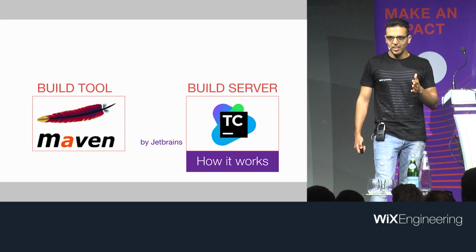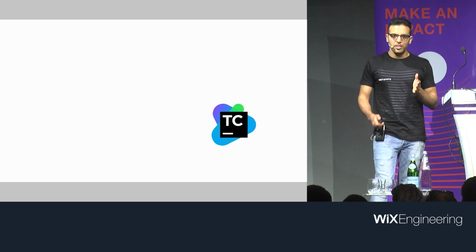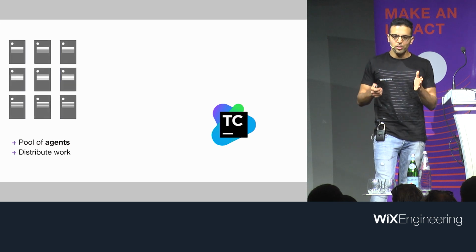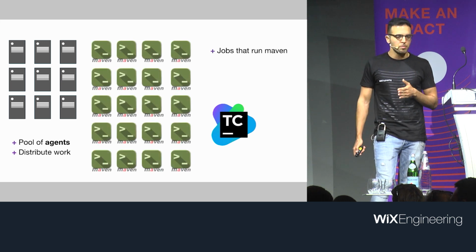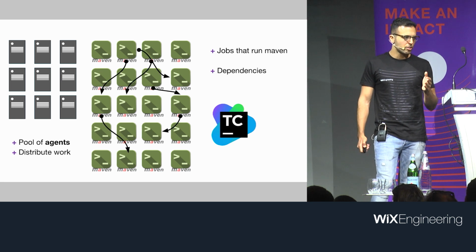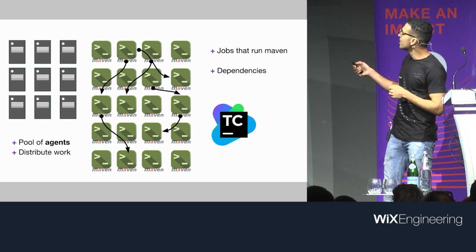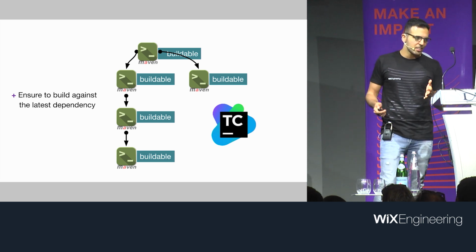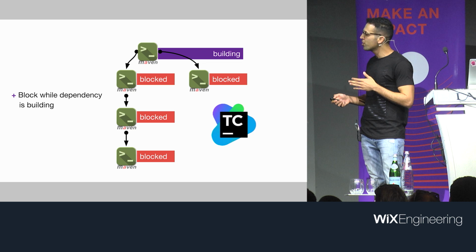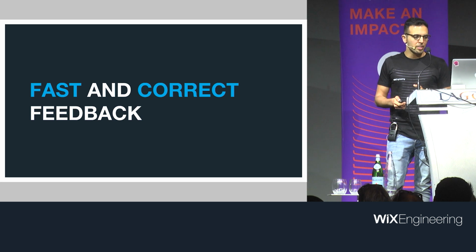Matching Maven is TeamCity as our build server. TeamCity is a commercial tool by JetBrains. It allows me to distribute jobs among a pool of agents which we pay for. For the backend build system, we use TeamCity jobs to run Maven, and we define dependencies between those jobs, such that after running one job, it will know to trigger another job, and then all the jobs that depend on it, and so on and so on. To make sure we always build against the latest dependencies, we configured TeamCity to block all the jobs while their dependency is currently building. So, can this system really be fast and correct?